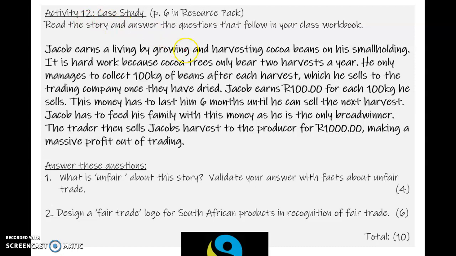Jacob earns a living by growing and harvesting cocoa beans on his small holding. It is hard work because cocoa trees only bear 2 harvests a year. He only manages to collect 100 kilograms of beans after each harvest, which he sells to the trading company once they have dried. Jacob earns 100 rand for each 100 kilograms he sells. This money has to last him 6 months until he can sell the next harvest. Jacob has to feed his family with this money as he is the only breadwinner.